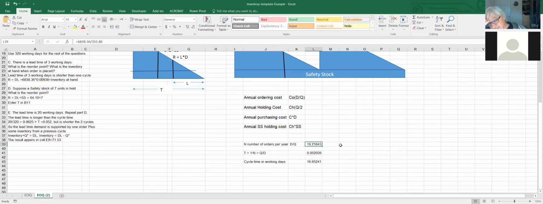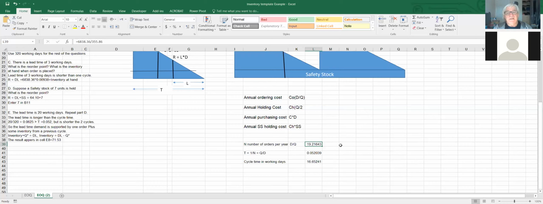You may wonder, what does it mean, 19.2 cycles per year? Either you have 19 orders or you have 20, but you don't have 19.2. Well, that's because the year that we have taken is an arbitrary value.